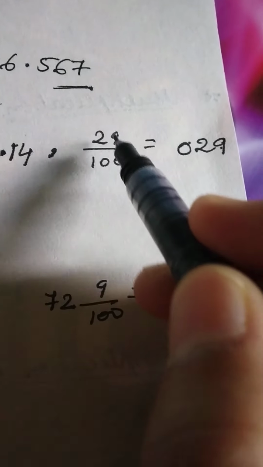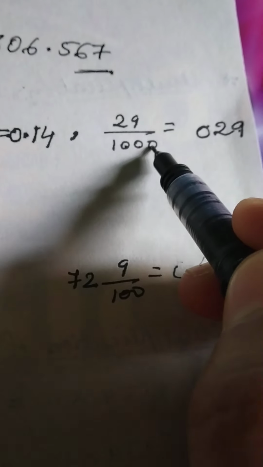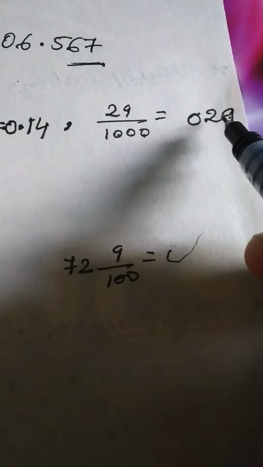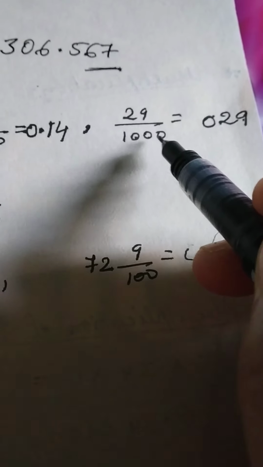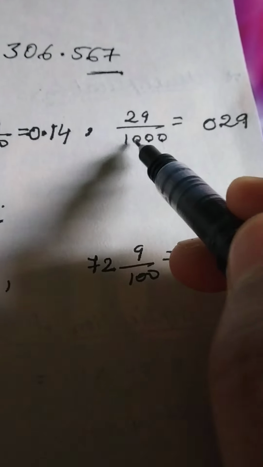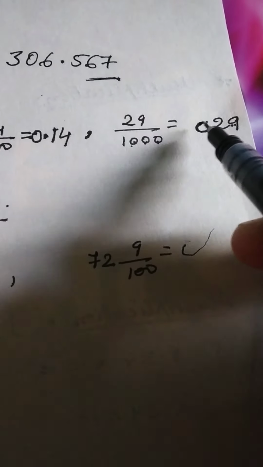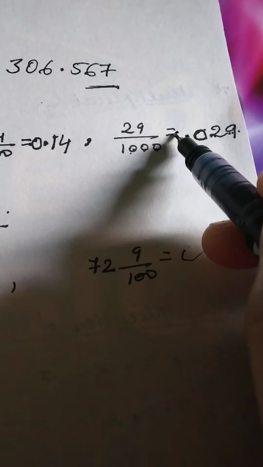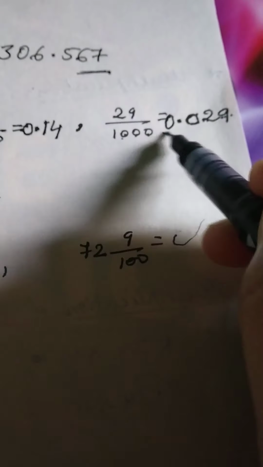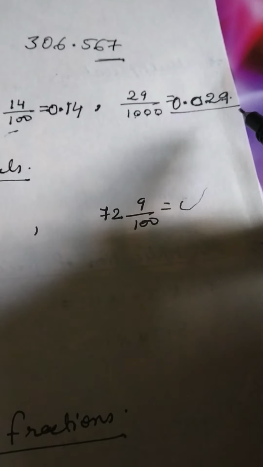Similarly 29 by 1000, here you have to understand how many zeros there are. 1, 2, 3, but here is only 29, only 2 digits. So you need one more digit to put the decimal, because there are 3 zeros. So we will add one more 0 here, and then put the decimal point after 3 digits from the right. We can put one more 0. This is the way you can change a decimal fraction into a decimal number.